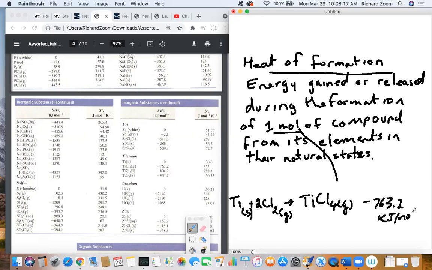So what does that number represent? Well, if I was to take 1 mole of Ti, 2 moles of Cl2 and mix them together and react them, that's the amount of energy that should be released upon production of 1 mole of TiCl4 gas. That's all that is. It's the heat of formation. It's exactly what it says it is. The heat released when this gets formed. That's what heat of formation means.